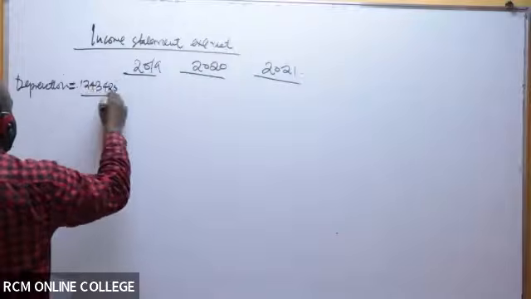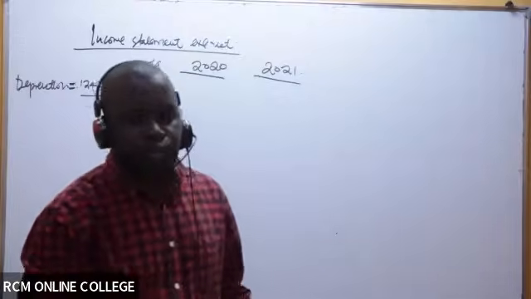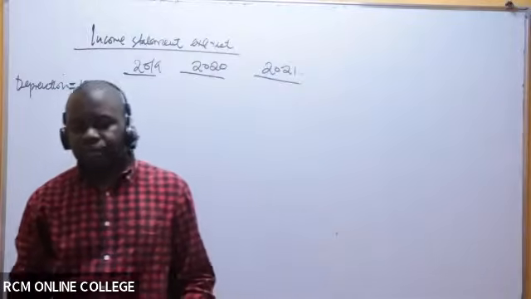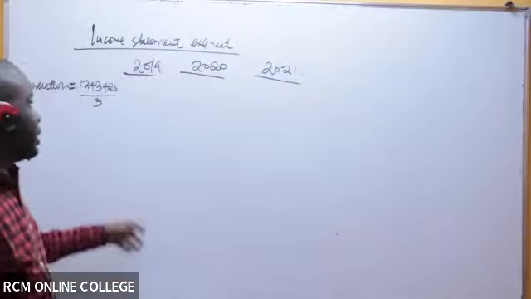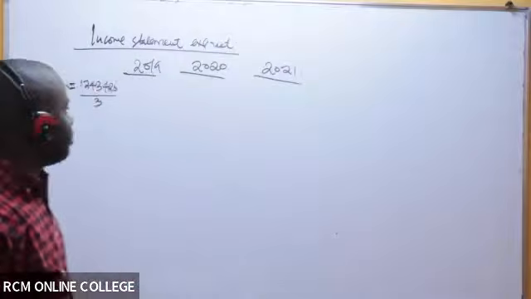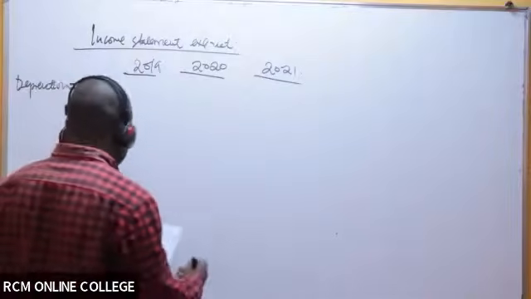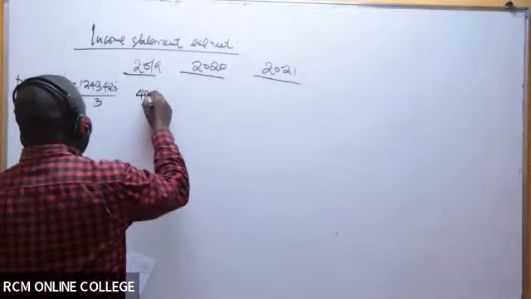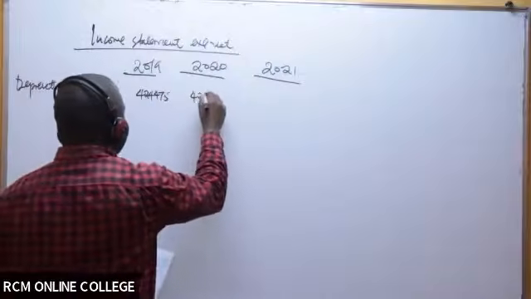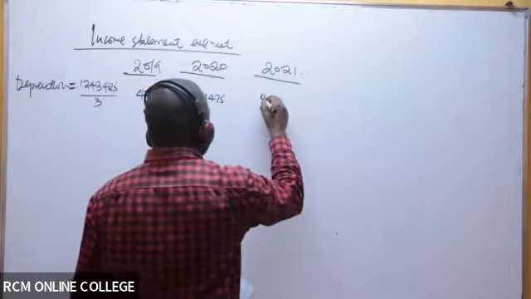The lease was for 3 years. In the question, the useful life of this asset is 5 years. But remember what I told you: if you are given the useful life and the number of years for the lease, you take the number of years for the lease, which in all circumstances will be less than the useful life. So you depreciate using the number of years of the lease. If you divide, you get 424,475.